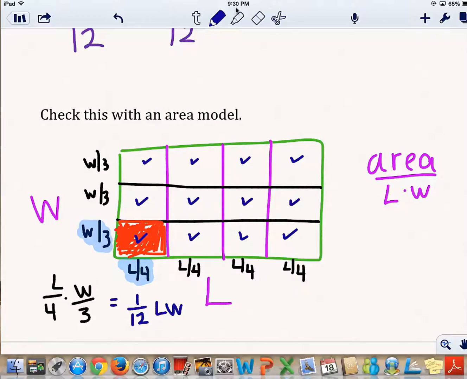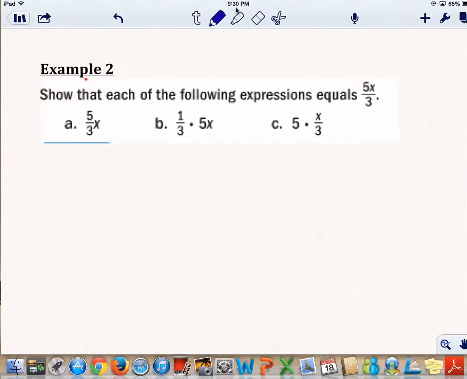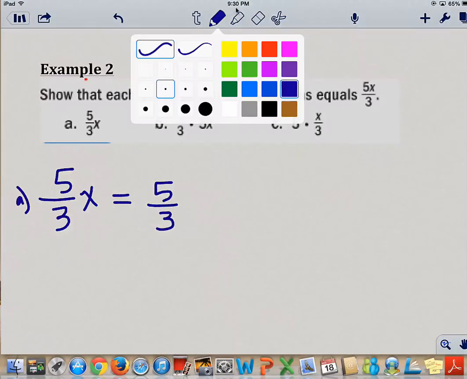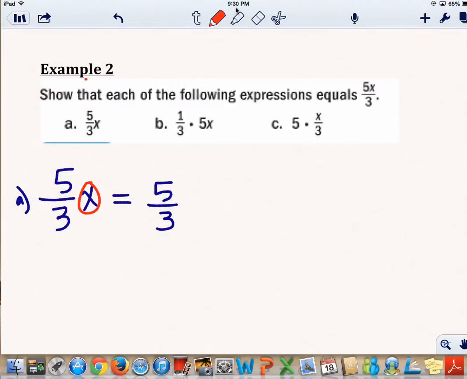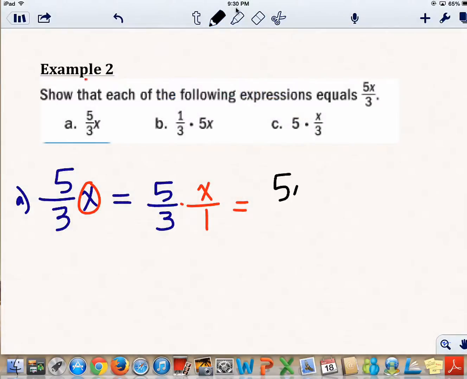So hopefully this gets you started in how we're going to multiply. Let's try one more example. Let's show that each of the following expressions equal 5x divided by 3. So let's look at the first one, 5/3 x. Well, if we want to turn x into a fraction, we can think of x as x over 1. So if we multiply these by multiplying across, we get 5x divided by 3. Okay, so that one worked.